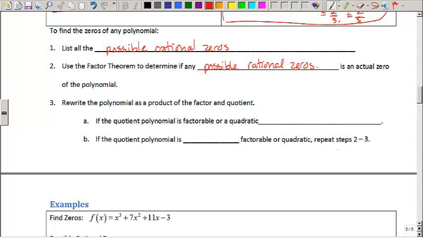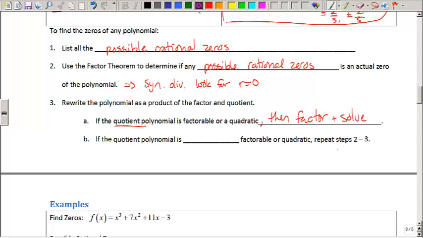And in order for it to be an actual zero of the polynomial, we're going to use synthetic division and look for a remainder of 0. Once we have a remainder of 0, that means we can use the factor theorem to list out the new factored polynomial. Next, step 3 says rewrite the polynomial as a product of the factor and the quotient. And if the quotient, the leftover polynomial, is factorable or it's quadratic, then I want you to factor and solve.